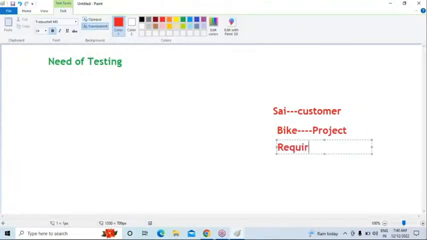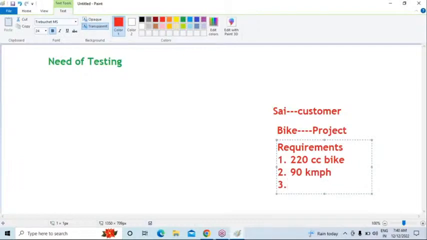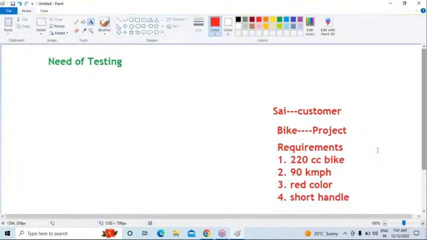So these are the requirements related to the bike. Sai wants a 220cc bike, and the mileage should be like 90 kilometers per hour, and a red color bike. So go for the short handle. So these are the customer needs.